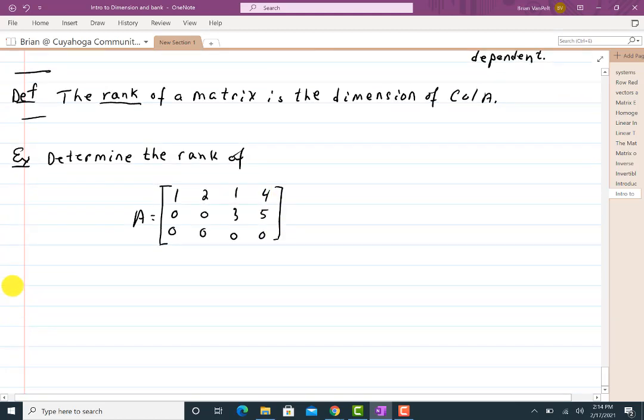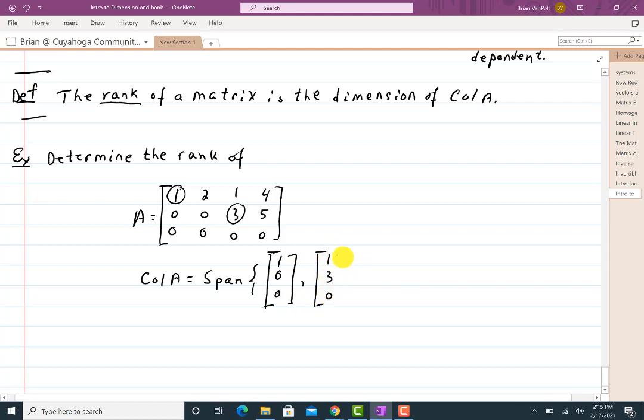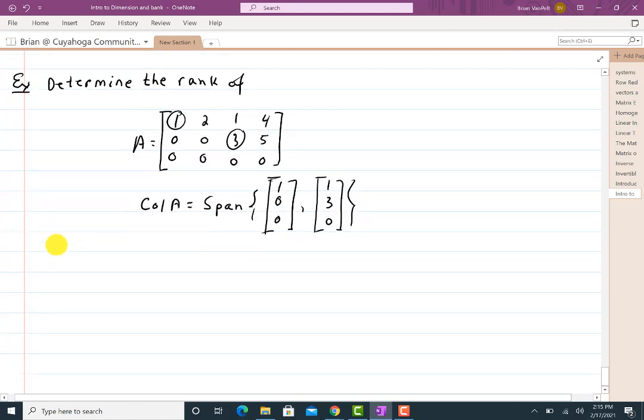And of course, if I want a basis for Col A, all I have to do is to look at the pivot columns, and there they are. I just got the 2 of them. So Col A equals the span of those 2 vectors. This implies that rank A equals 2.